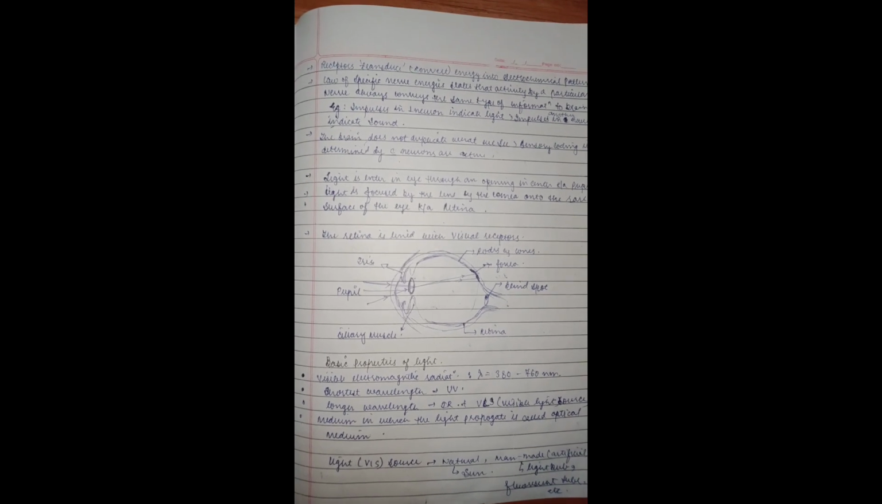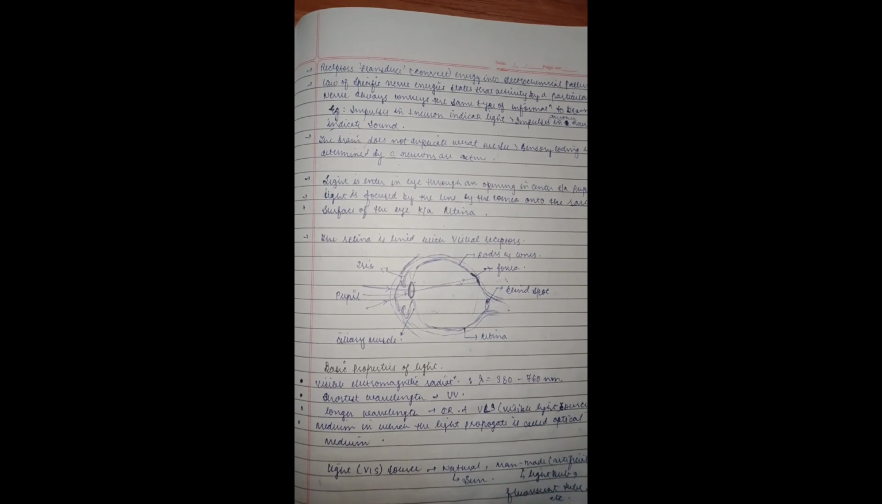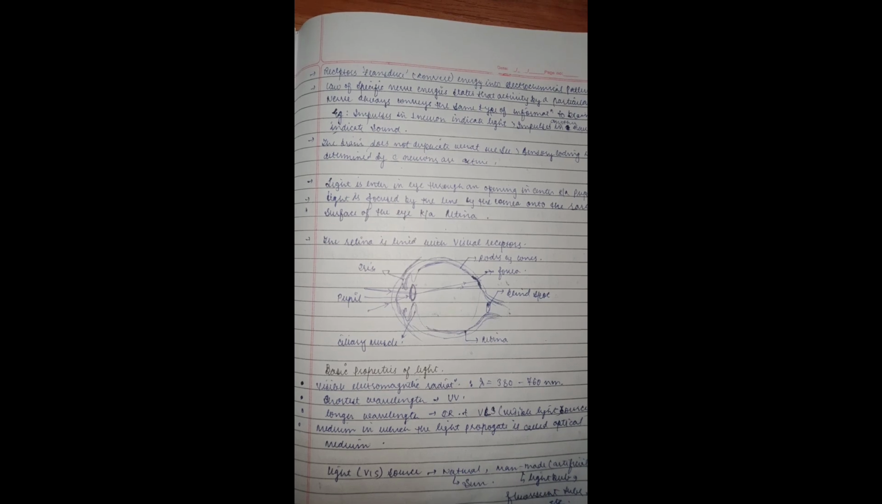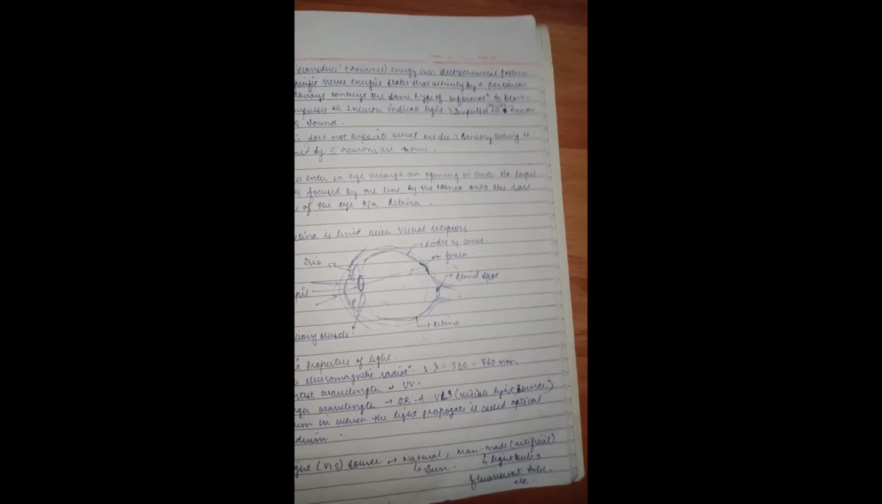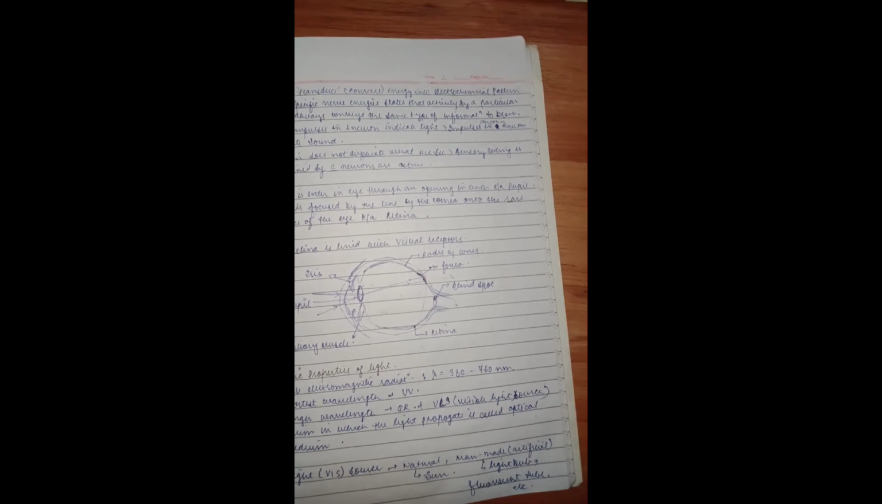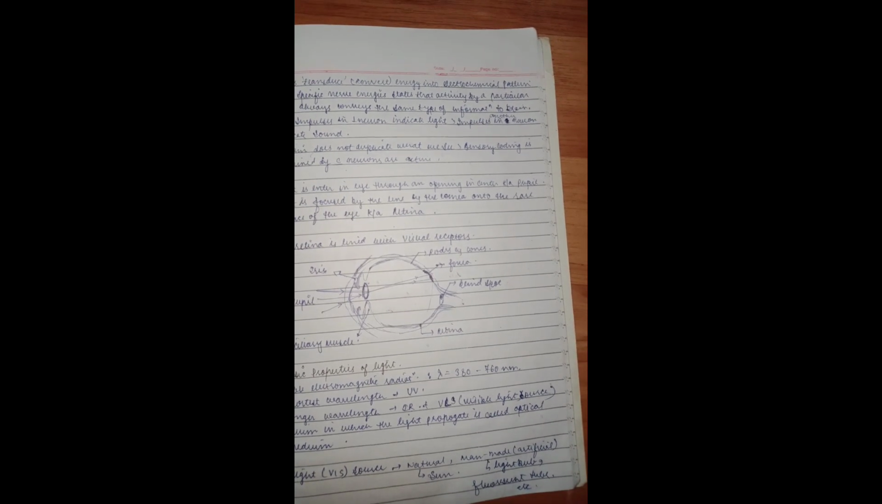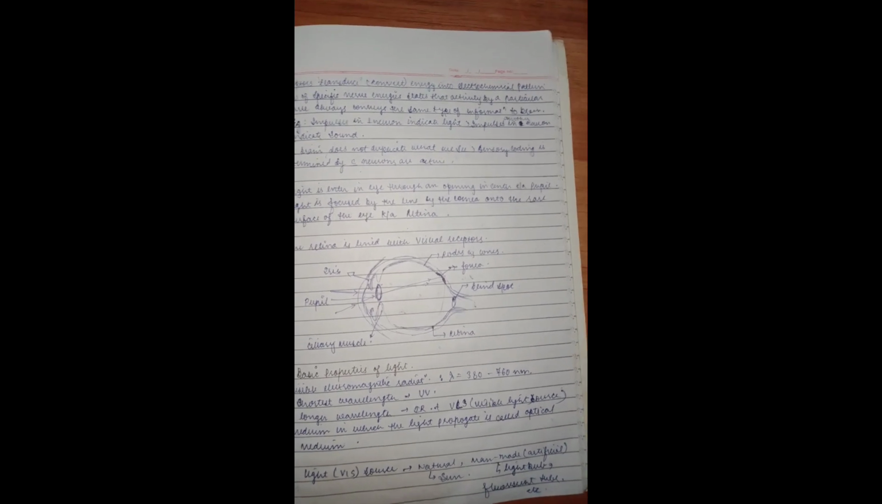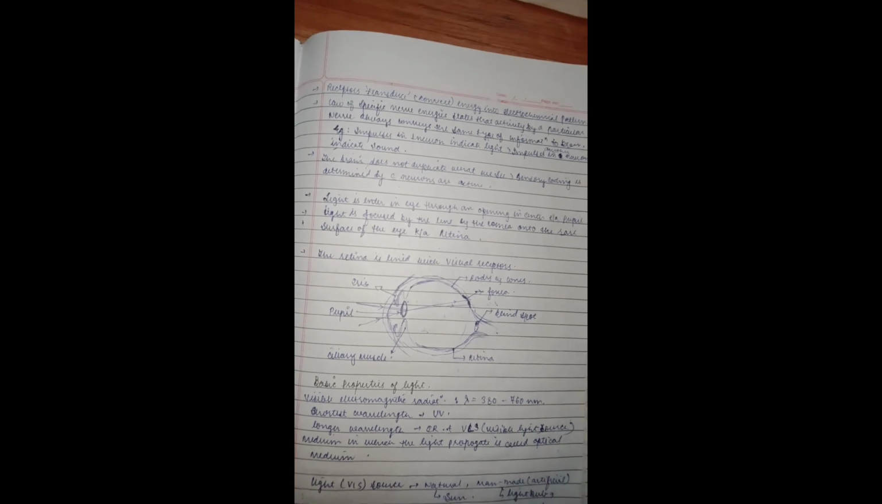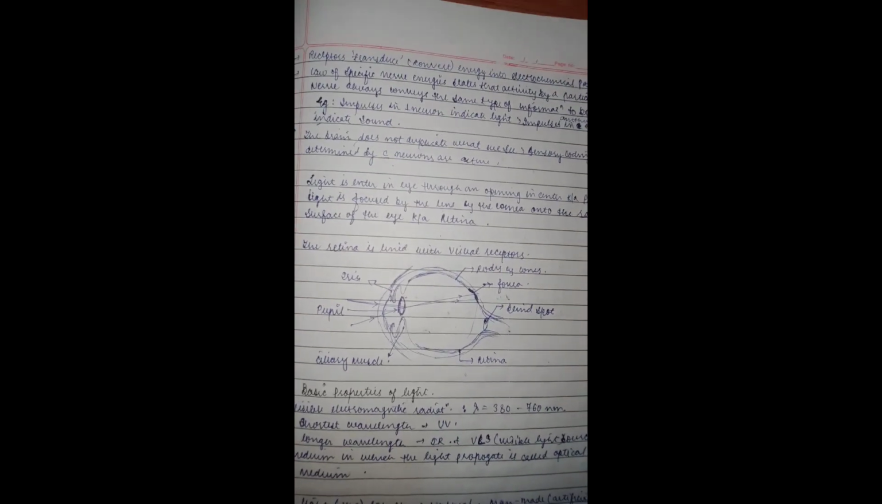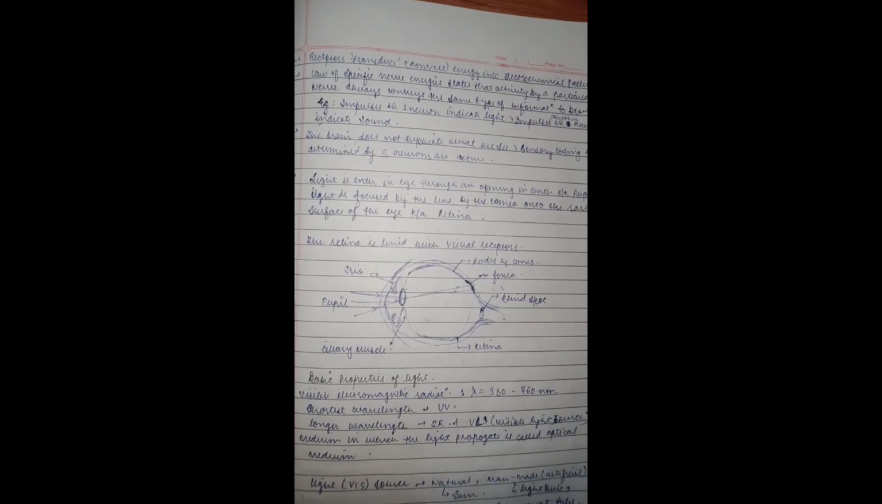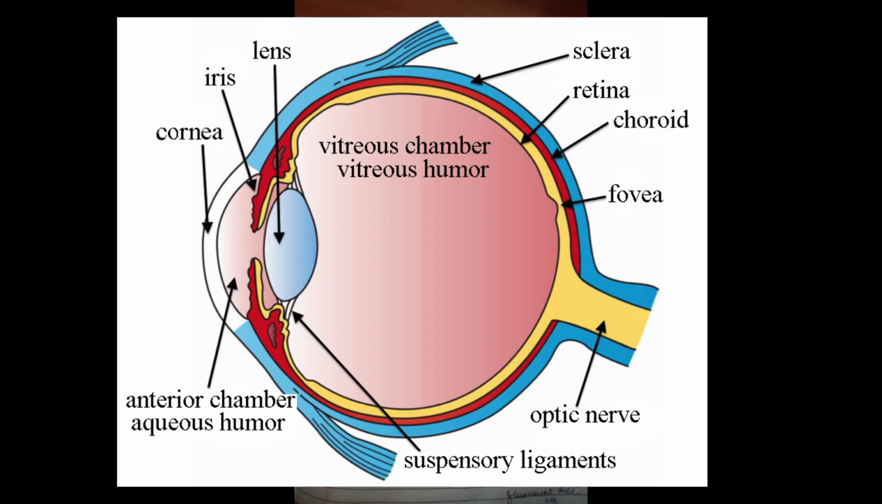Light enters the eye through an opening in the center known as the pupil. Light is focused by the lens and cornea onto the rear surface of the eye, known as the retina. The retina is lined with the visual receptors. You can see this in the diagram. So let's look at the diagram of an eye.